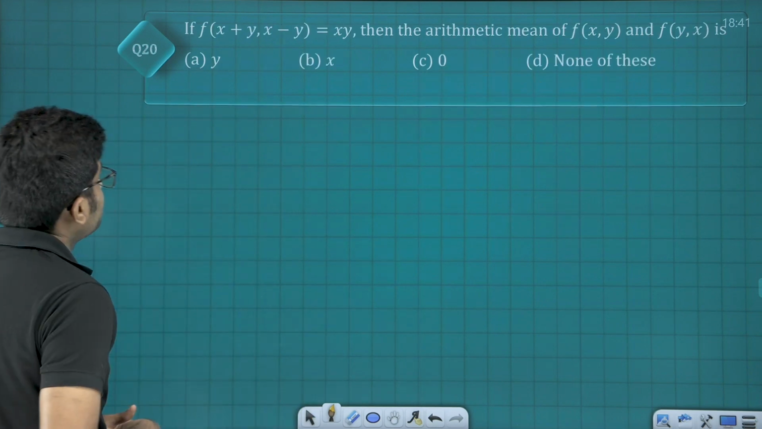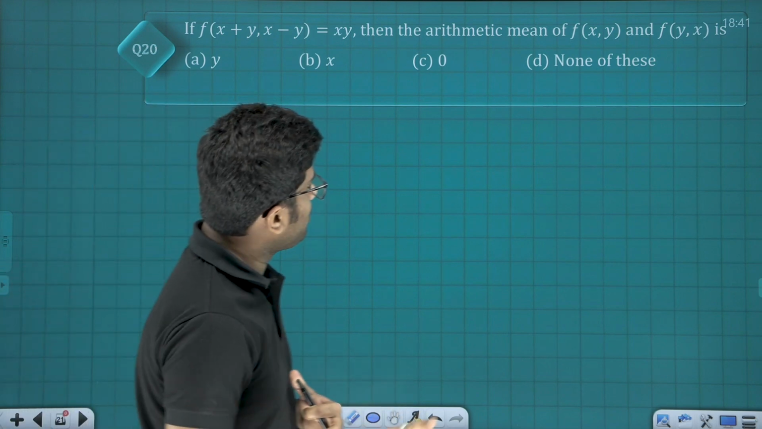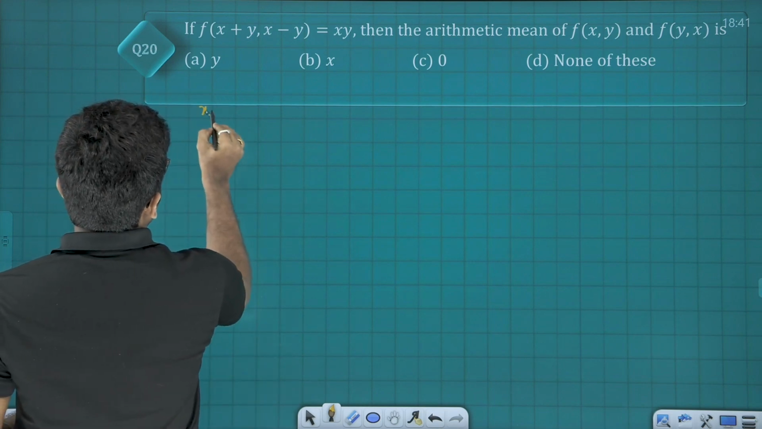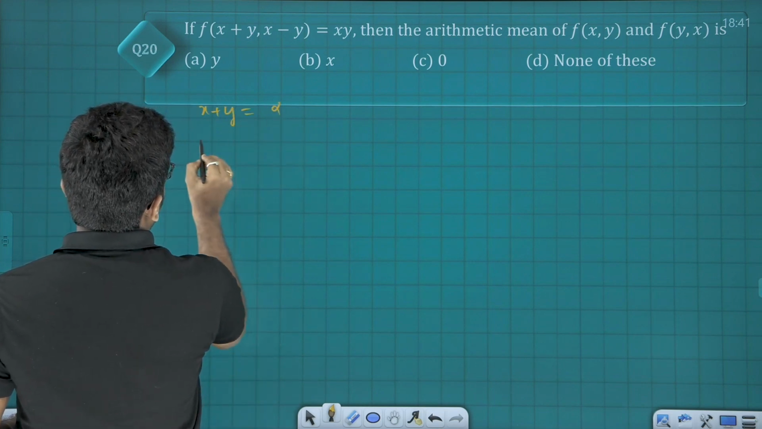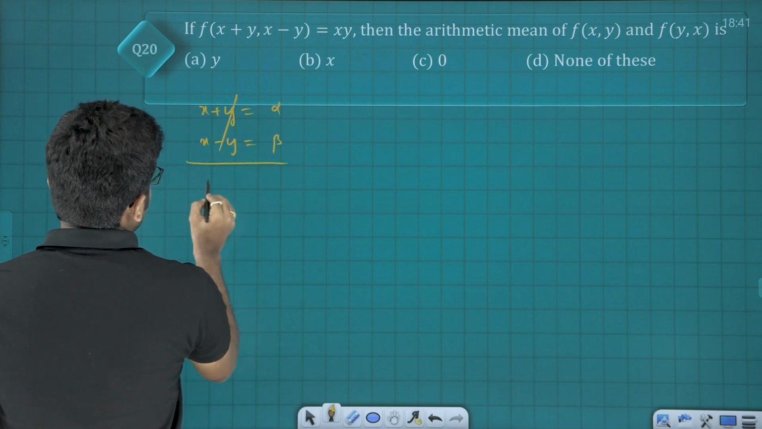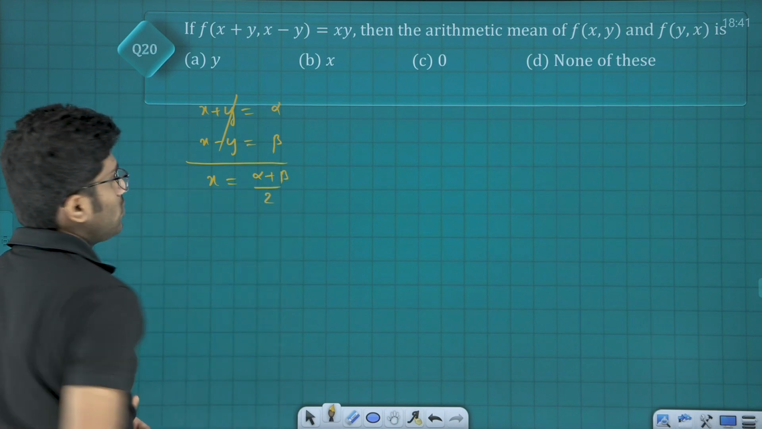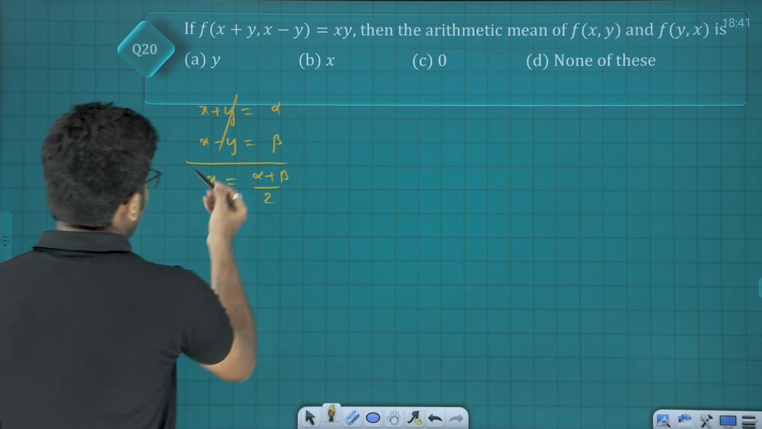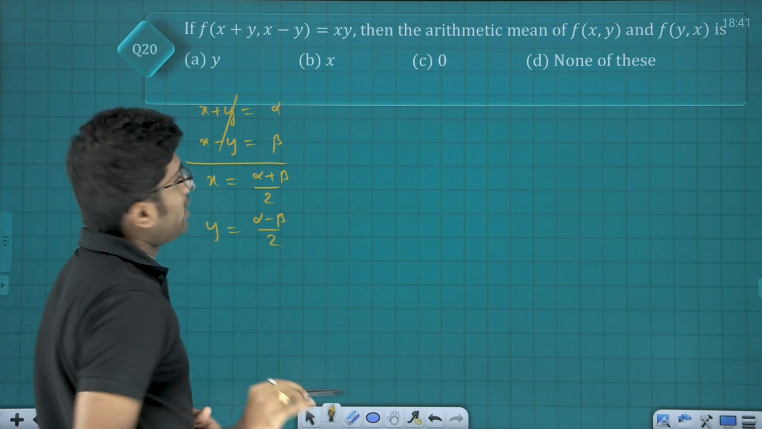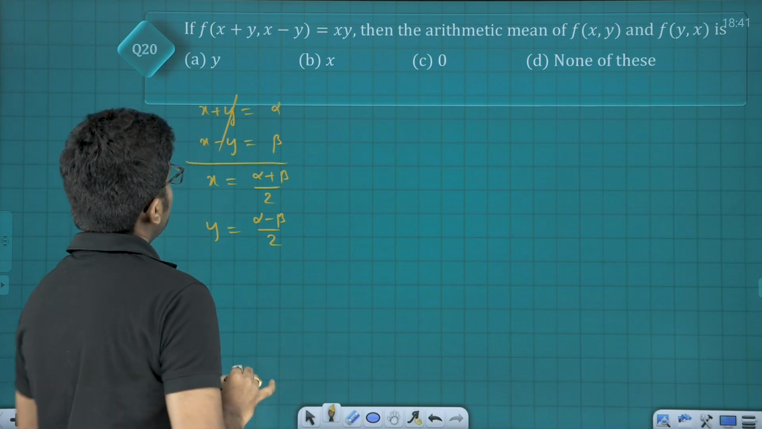Next question. If f of (x plus y, x minus y) is xy, then find the arithmetic mean of f of (x, y) and f of (y, x). First, friends, let's take x plus y equal to some alpha, and x minus y equal to some beta. If you add, 2x is equal to alpha plus beta, so x is equal to (alpha plus beta) by 2. In the same way, if you subtract, y will be equal to (alpha minus beta) by 2.